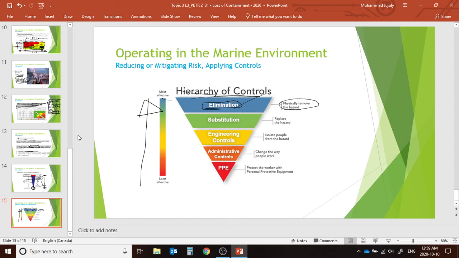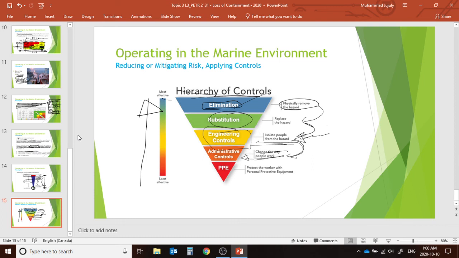If you cannot eliminate it, use substitution to replace the hazard with a safer one. If you cannot do that at all, then take engineering control, which is to isolate people from the hazard. That's the thing we actually did during this pandemic too. Remember, self-isolation is a kind of engineering control. These are less effective: substitution is less effective than elimination, engineering control is less effective than substitution, and administrative control is less effective than engineering control.